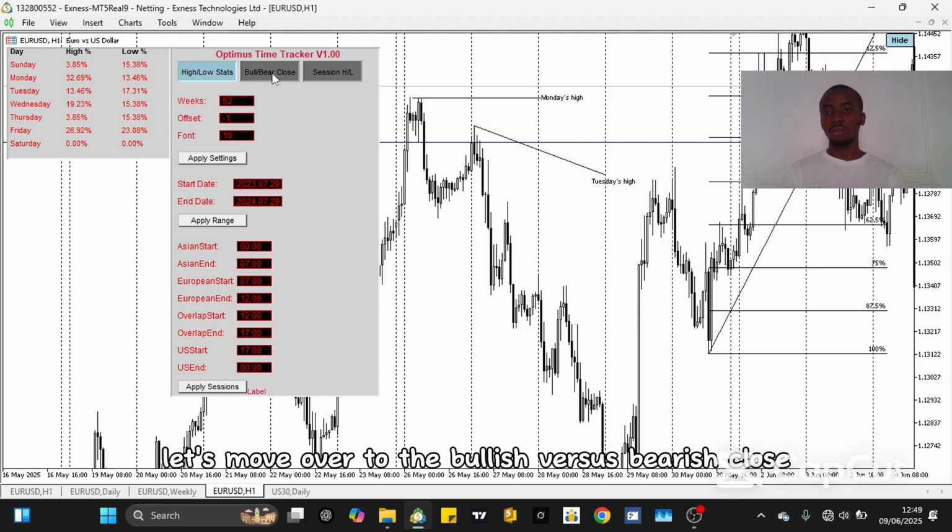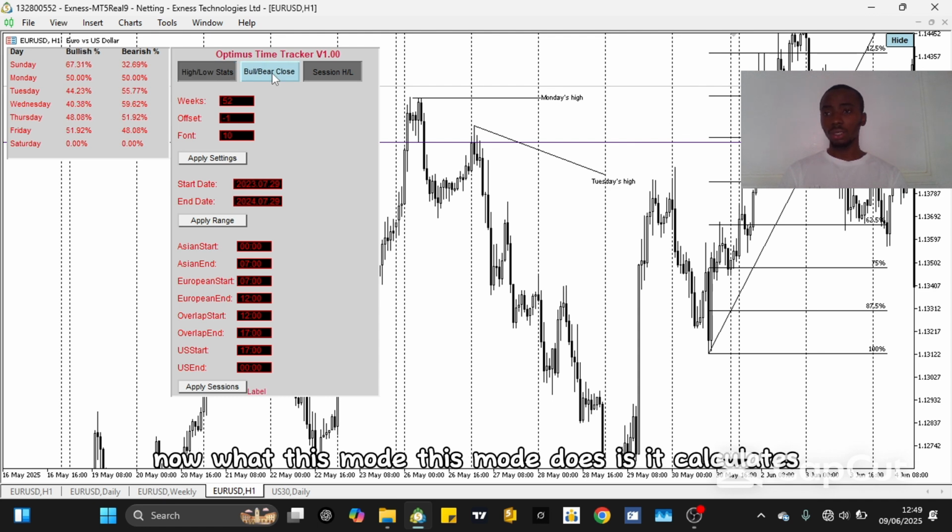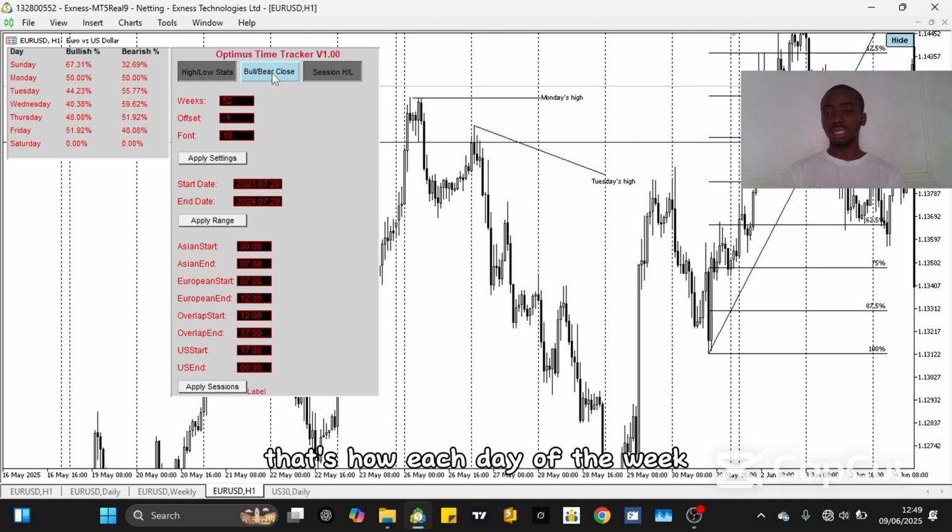Now let's move over to the bullish versus bearish close. This mode calculates the bullish versus bearish close, that is, how each day of the week within the look back period, based on Monday, Tuesday, Wednesday, Thursday, how they closed, right? What you can see here is 50% on Monday for the bullish column, and 50% on Monday also for the bearish column. What that means is 50% of the time Monday has closed bullish and 50% of the time it has closed bearish.